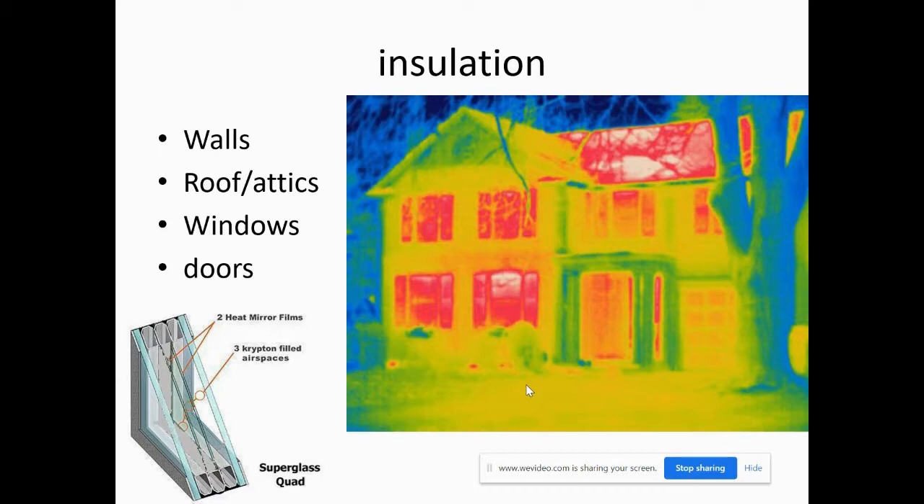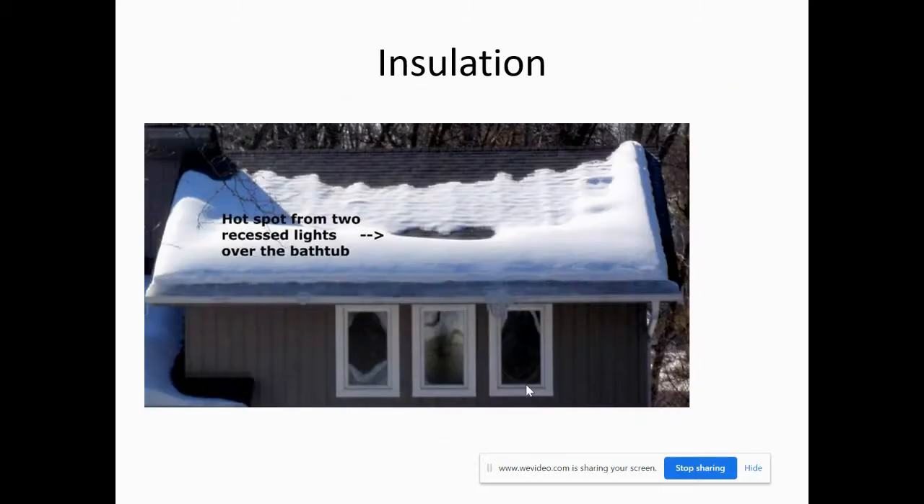Also, find ways to improve your insulation, like adding more panes of glass to your windows if you replace them. And for those of you who rent places, a good time to figure out your next rental is in the winter. Look at the roof of the place after a snowstorm. Here you can see they had put in recessed lights over the bathtub, and they forgot to insulate above it.